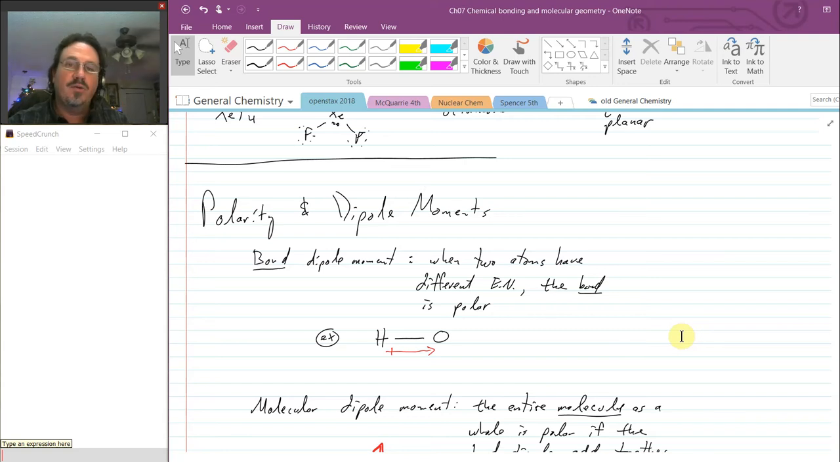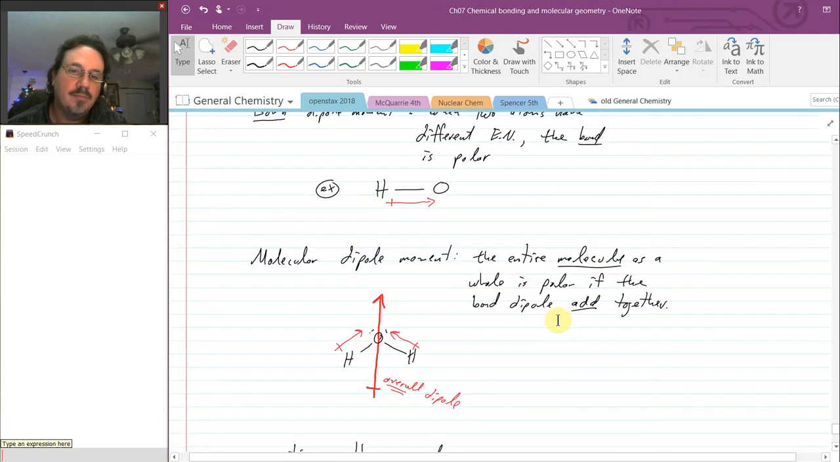There's a lot you've got to go through to get to this answer, but let's do it. Let's say you had an H-O bond. The oxygen is more electronegative than hydrogen, so yes, this is a polar bond. All right, well, water is H2O, so you've got two of these bonds here.